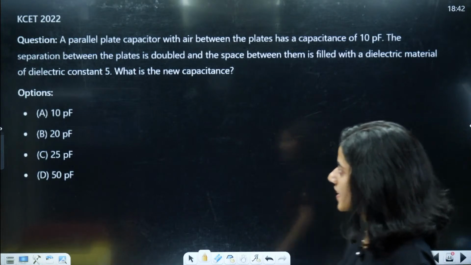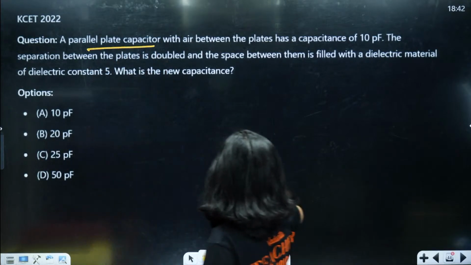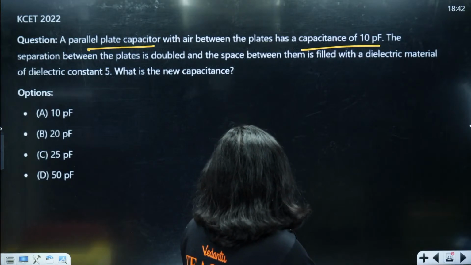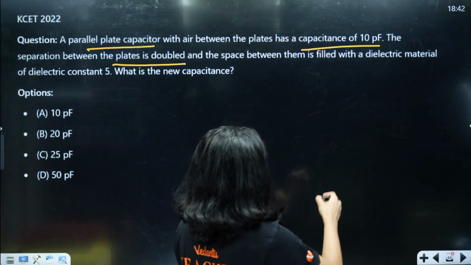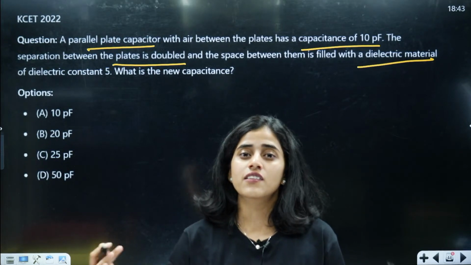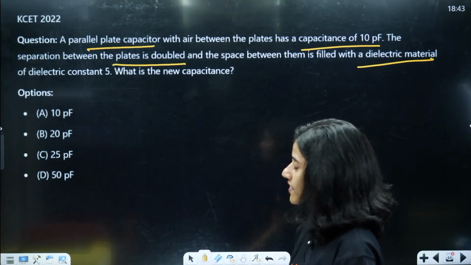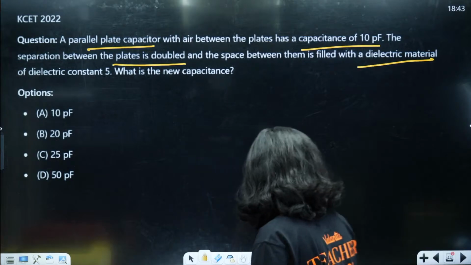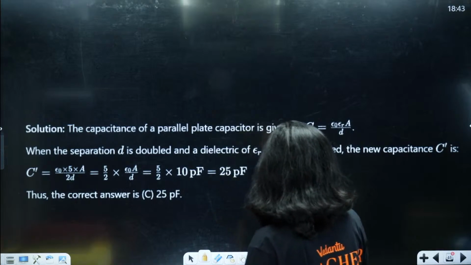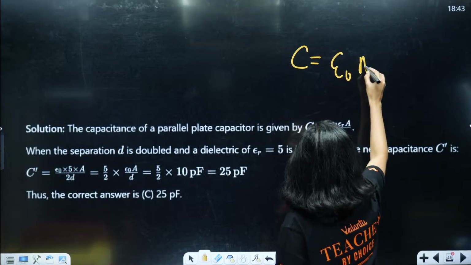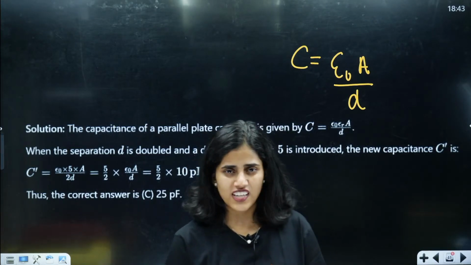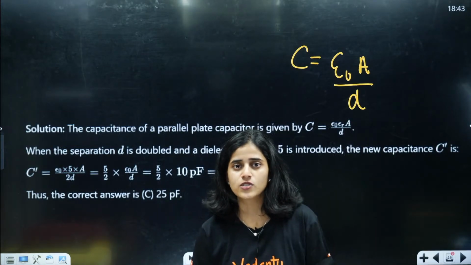So yeah, next question. Here you have a parallel plate capacitor and it has a capacitance of 10 microfarad. Now, the separation between the plates is doubled and the space between them is filled with a dielectric medium. Whenever you see a dielectric medium, remember there is a medium, so it's not the same formula that you use, you have to add a term. You have to find out the capacitance. So what is the basic formula for capacitance? If you have your equation sheet next to you, you can write down the formula for capacitance, which is C is equal to epsilon naught A by D. This is the basic formula for finding capacitance when you're in free space, when there's no medium in between.